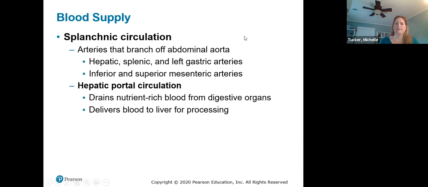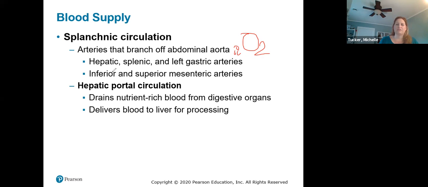For blood supply, we are interested in two circulations. The first circulation is called the splanchnic circulation, and that is going to provide oxygen to the digestive system. There are arteries that branch off of the abdominal aorta. We have the celiac trunk, of which the hepatic, splenic, and left gastric arteries branch off. And then we also have the inferior and superior mesenteric arteries branching off as well.